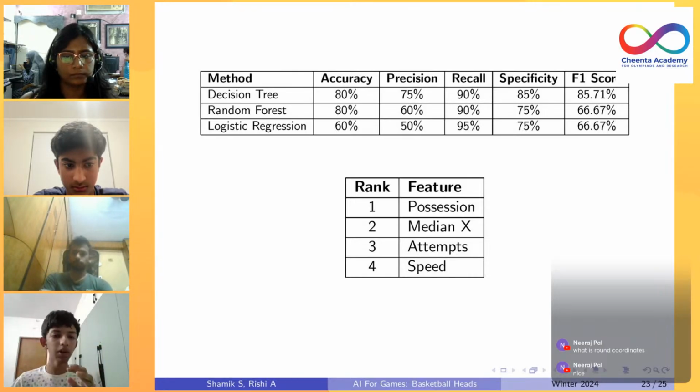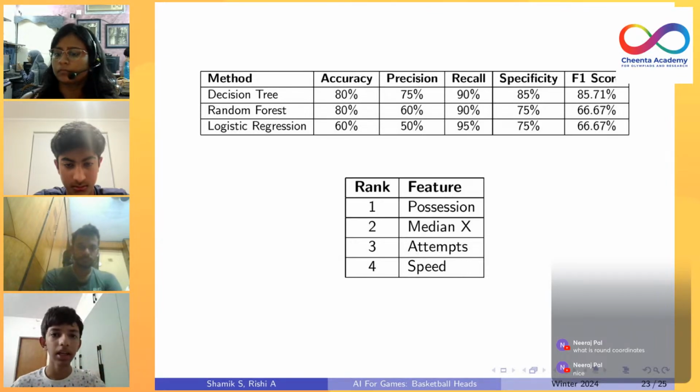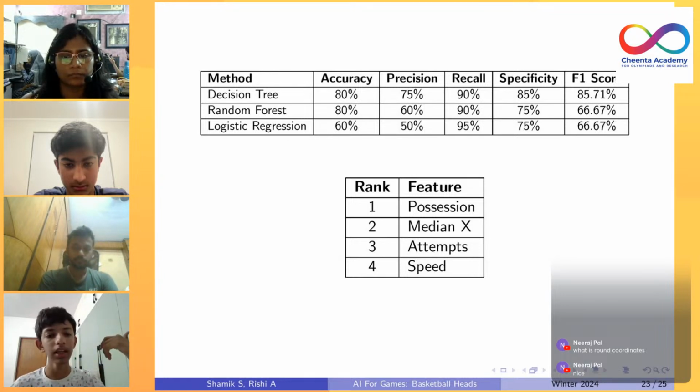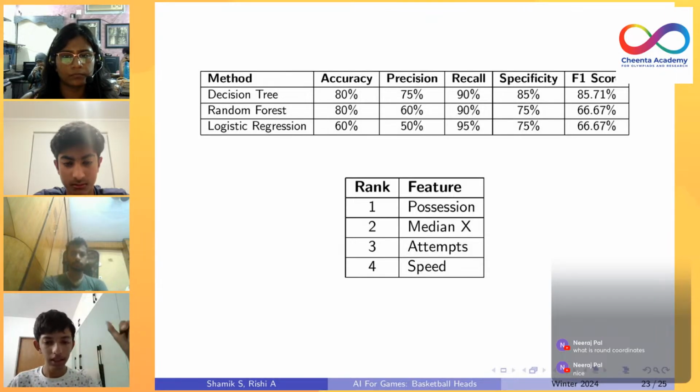In the second table, you can see the rankings. We observed that in all three models, the rankings were basically the same, and ball possession was always the most important feature by a wide margin. Secondly, the median X position. Thirdly, the number of attempts made, and fourthly, the average speed.